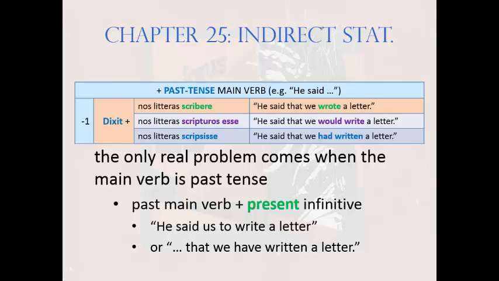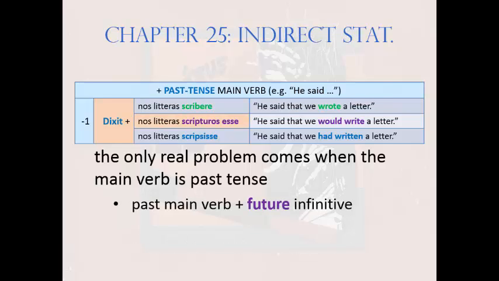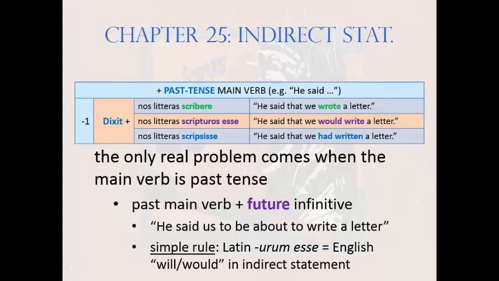The present infinitive has a -1 absolute time value here because the main verb is past tense. A future infinitive produces the same sort of difficulty. Dixit nos litteras scripturos esse. He said us to be about to write a letter, which means in English, he said that we would write a letter.